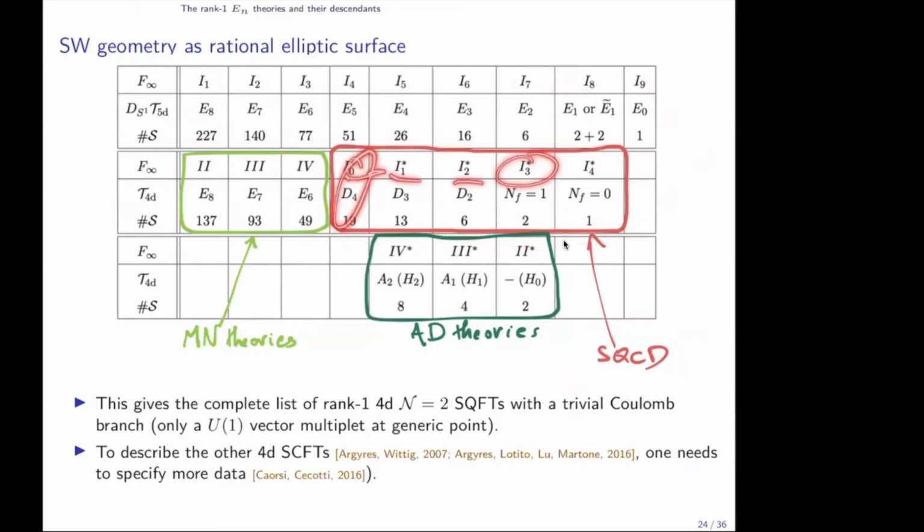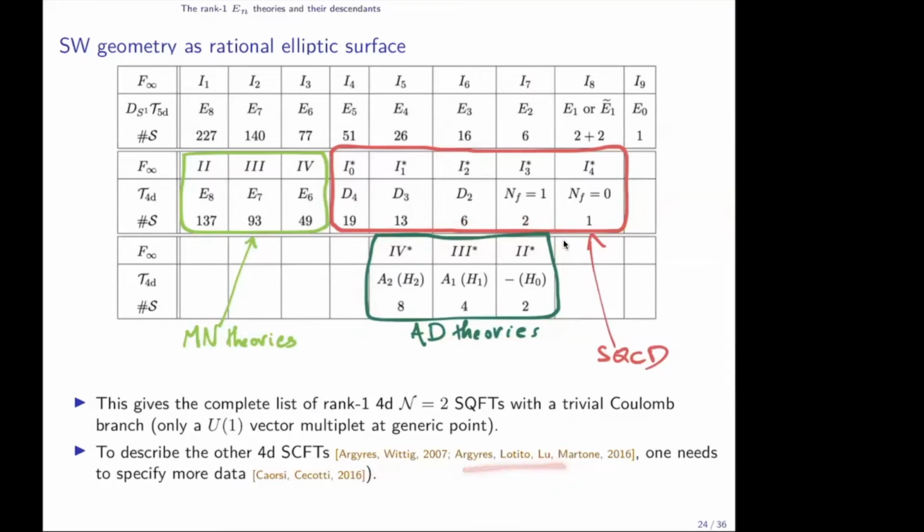This is conformal. Those are all SCFTs, the so-called Minahan-Nemeschansky theories, and those are the Argyres-Wittig theories of rank 1. This gives the complete list of N=2 SCFTs with trivial Coulomb branch. Trivial Coulomb branch means that at low energy, I have just a U(1) vector multiplet, nothing else. There are also other SCFTs classified by Argyres, Lotito, Lü, and Martone 7 years ago.